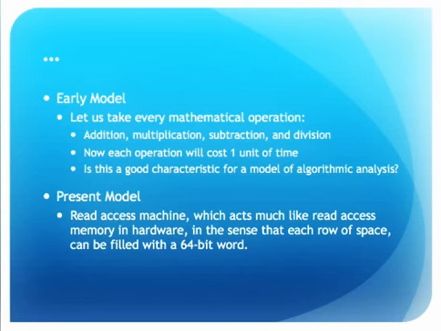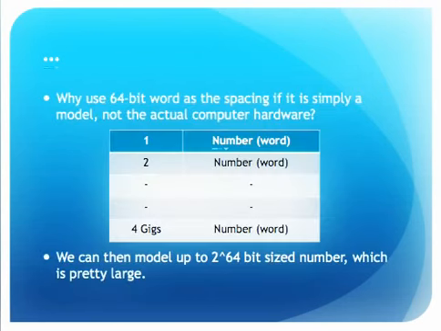And so that's how we model our computations for algorithms. This is a quick graph view of how a so-called random access machine would look with all of these different rows, and you can have different numbers, or what we call words, in each slot. And so as you can see, we can model up to 2 to the 64-bit size numbers, which is very large.